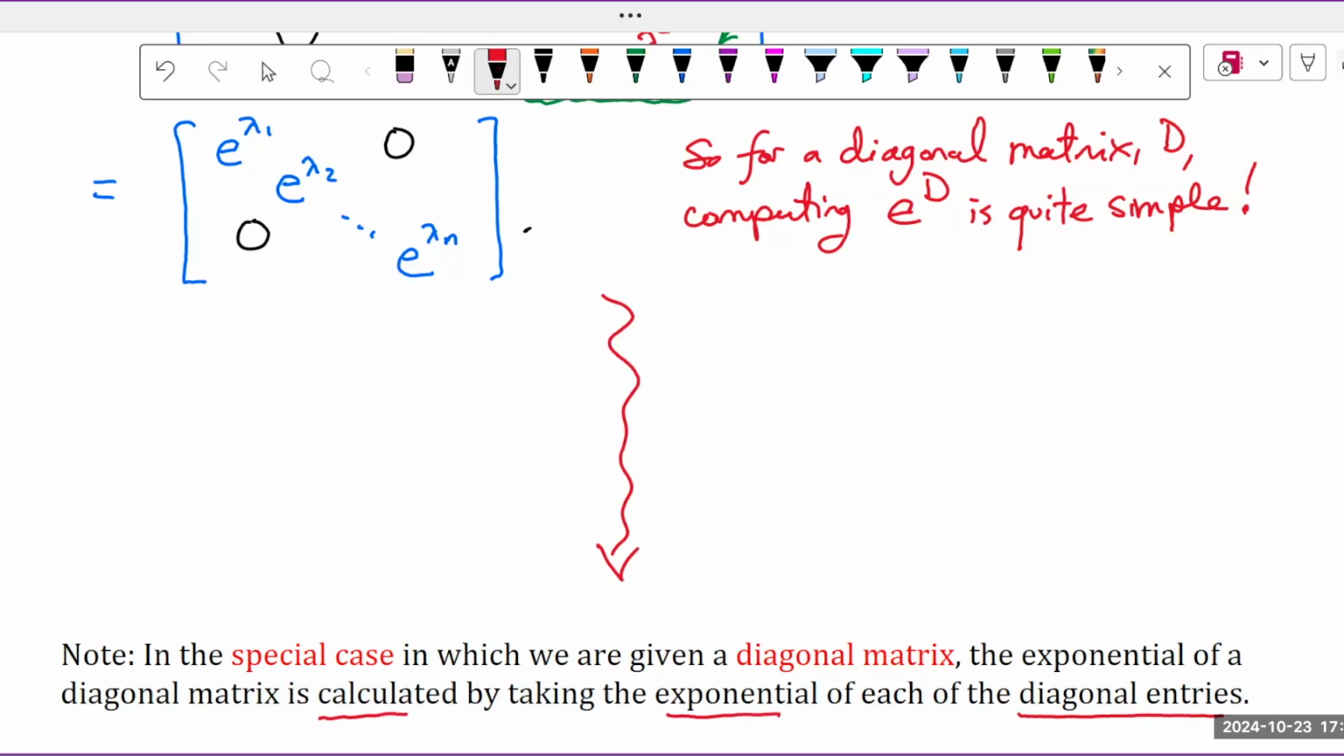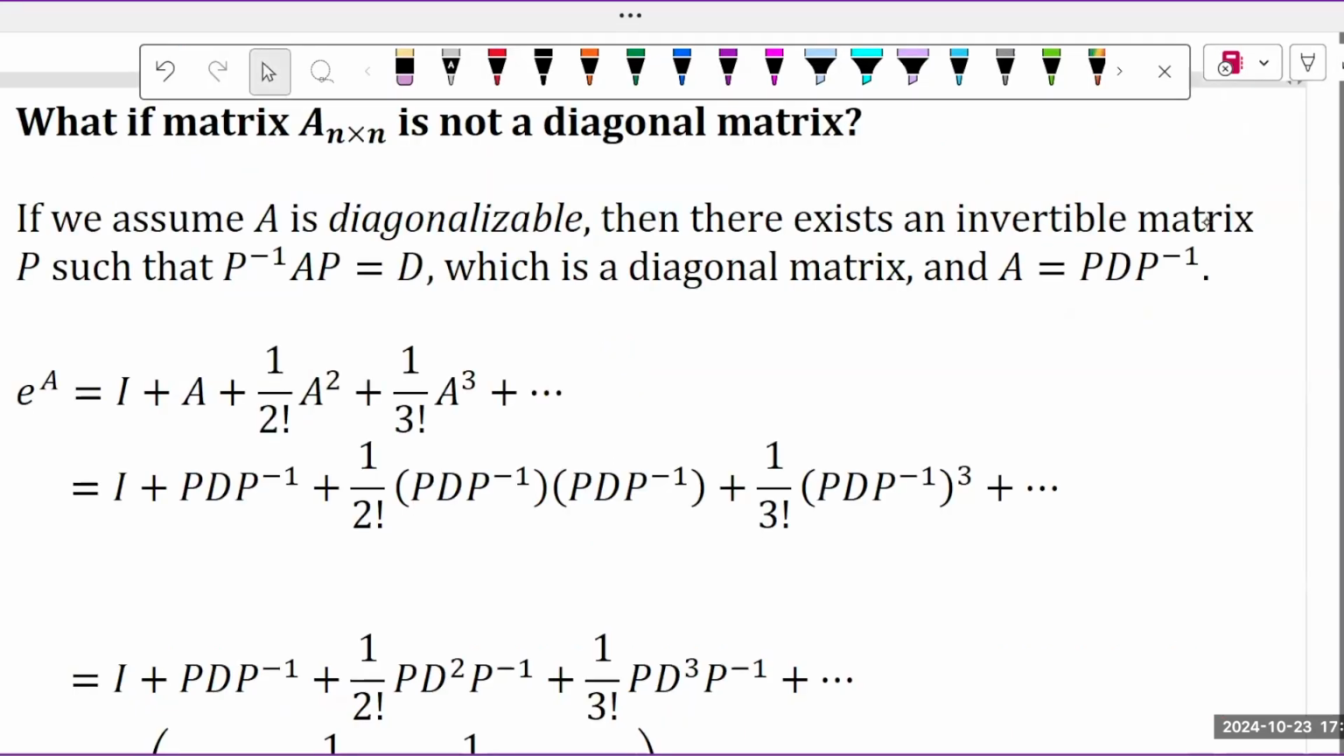Of course, that's our next step, and let's go to the next page. All right, we're now going to look at the case where the matrix A is not a diagonal matrix, but we're going to assume the next best thing. We are going to assume that the matrix A is diagonalizable.